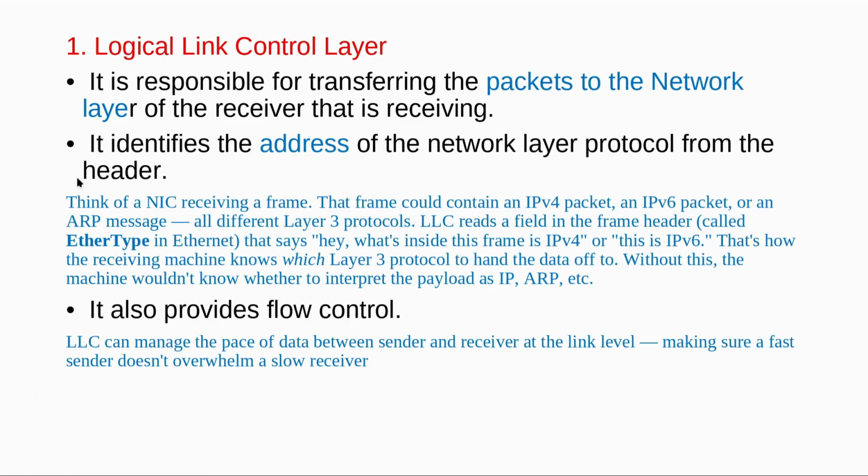So it basically does this. The logical link control layer has a huge role. Another thing it does is flow control. It manages the pace of data between a sender and a receiver, making sure a fast sender doesn't overwhelm a slow receiver. So it provides, or maintains, the flow control.